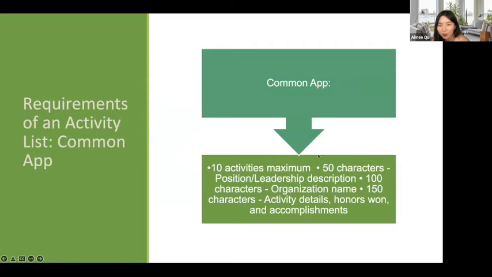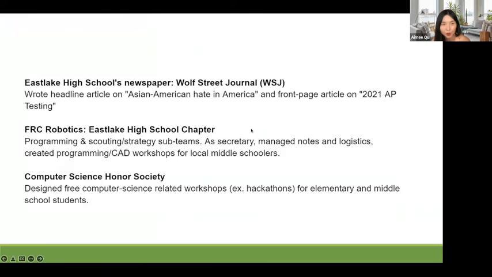So 10 activities maximum. You receive 50 characters for the position, 100 characters for the leadership description, and then 150 characters for the activity details, honors, and accomplishments. So you'll notice that students don't have that many words, or I should say characters, to summarize their accomplishments. So in which case it becomes a writing exercise in concision. Okay, this is an example of a Common App.